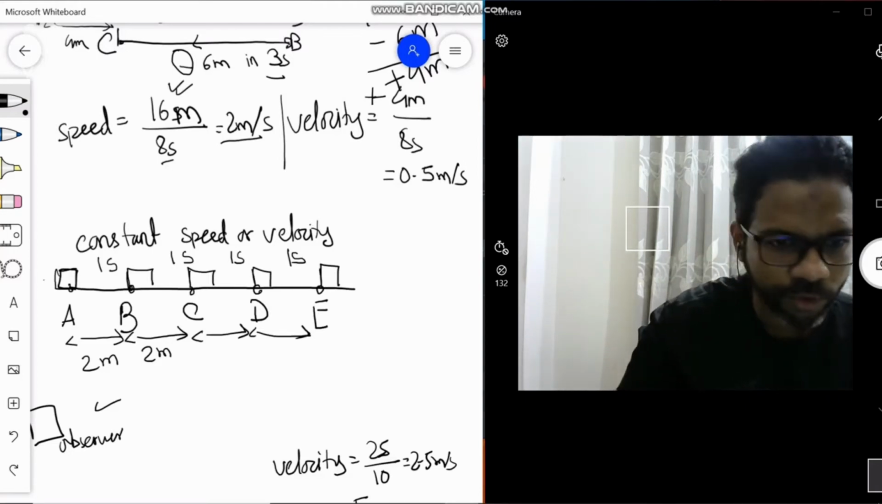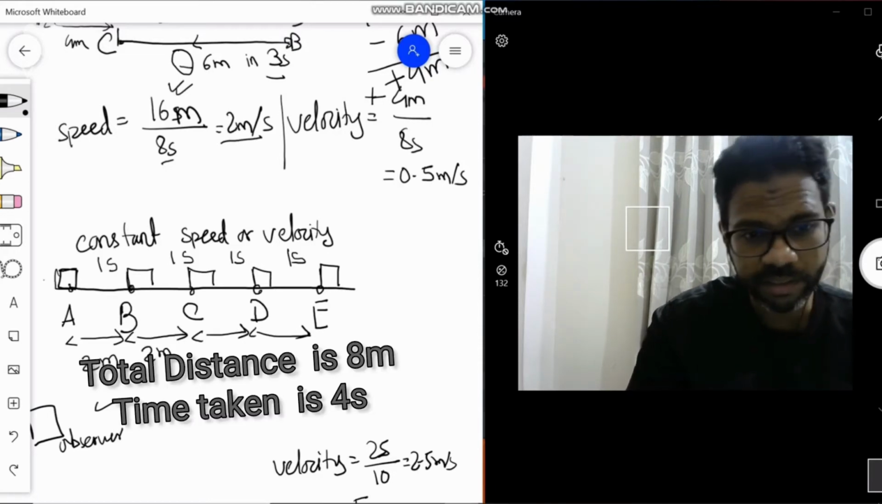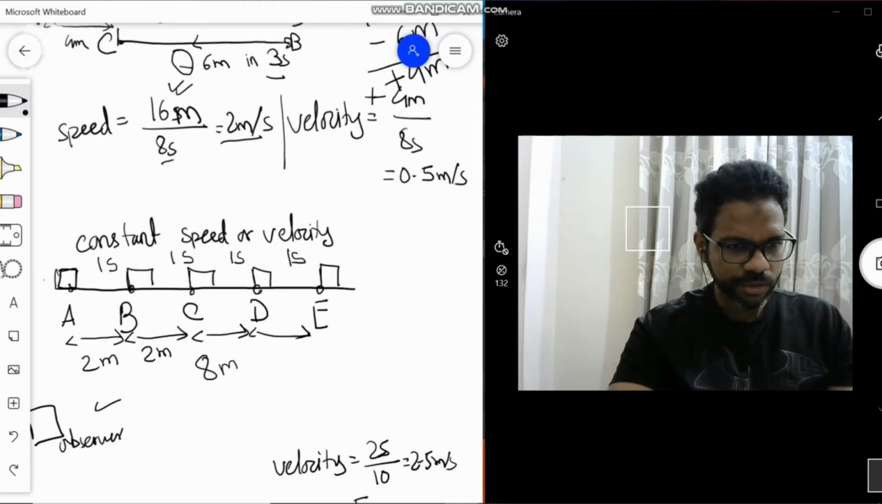So if you find it out from the diagram, you see 2 meters, then another 2 meters, then another 2 meters, and then another 2 meters. In total, it has moved a distance of 8 meters, right? How much time did it take? It took a total of 4 seconds. So we find the speed to be 2 meters per second.